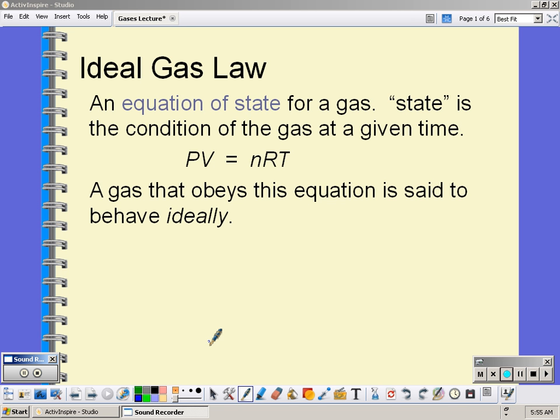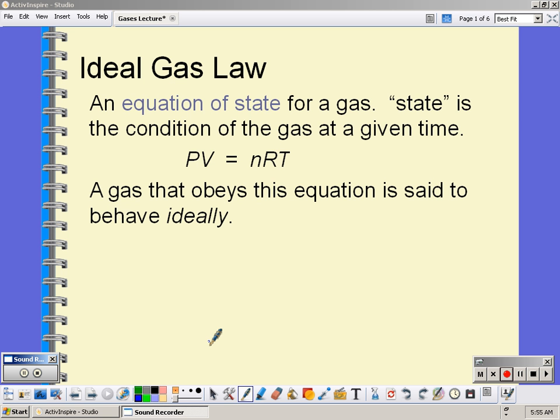The ideal gas law is an equation of state for a gas. The word state is the condition of a gas at a given time. So PV equals nRT, or "pivnert." The gas in this equation is said to behave ideally.